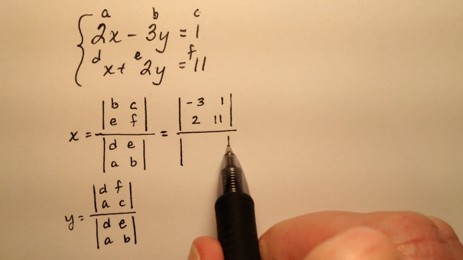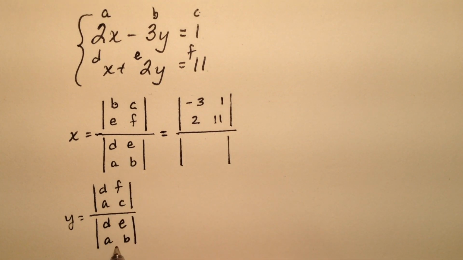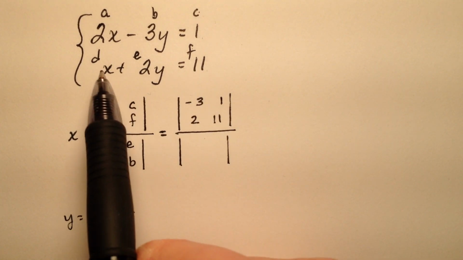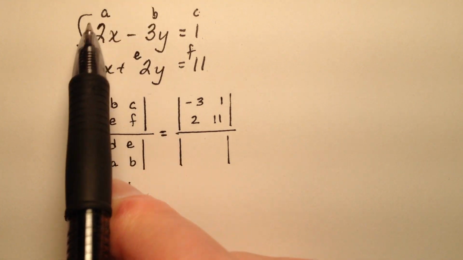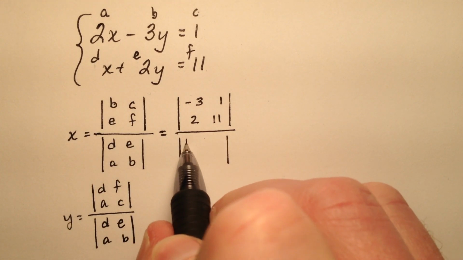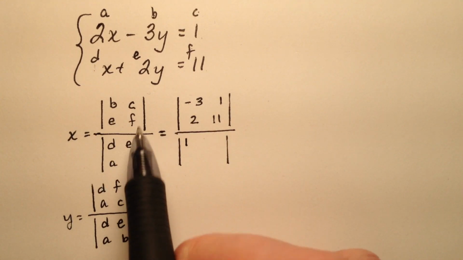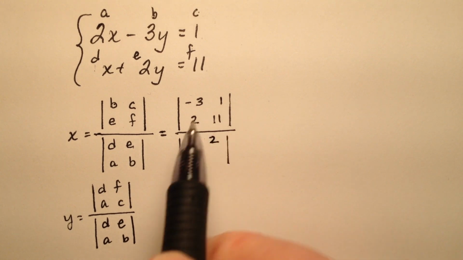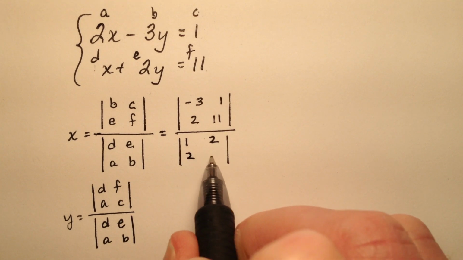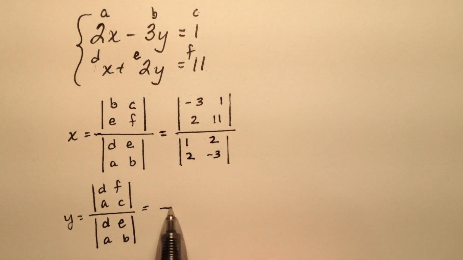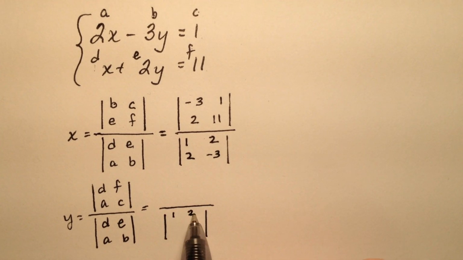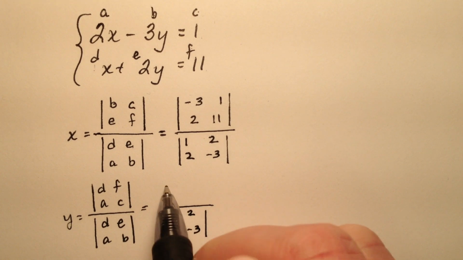So the denominator here, and you'll notice that the denominators for both x and y are the same. The denominators D E, A B, well that's just the coefficient matrix. So D E, the D value is 1, since there is no specified coefficient. The E value will be 2. Then we have A B, so A B will be 2 and -3. And we just said that it'll be the same for y, so I'll go ahead and write that determinant down here as well. 1, 2, 2, -3.